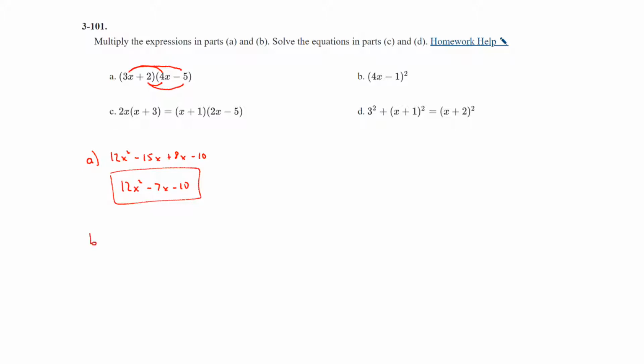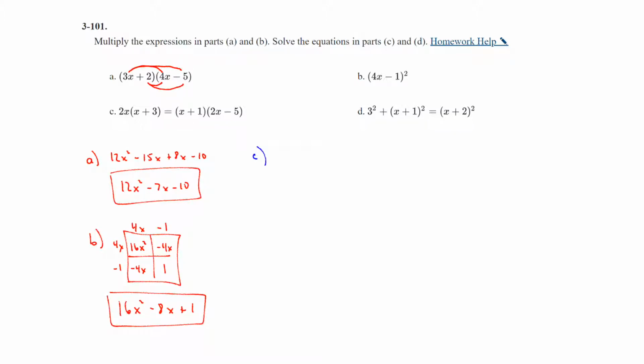On part B, I will show you the generic rectangle just so you can see both methods here. This one does have 4x minus 1. It is being squared, so that means in our generic rectangle, it actually represents a true square since the side lengths are the same. And then we'll just find the individual areas of each of the 4 boxes. And then we can combine the like terms. So 16x squared minus 8x plus 1.